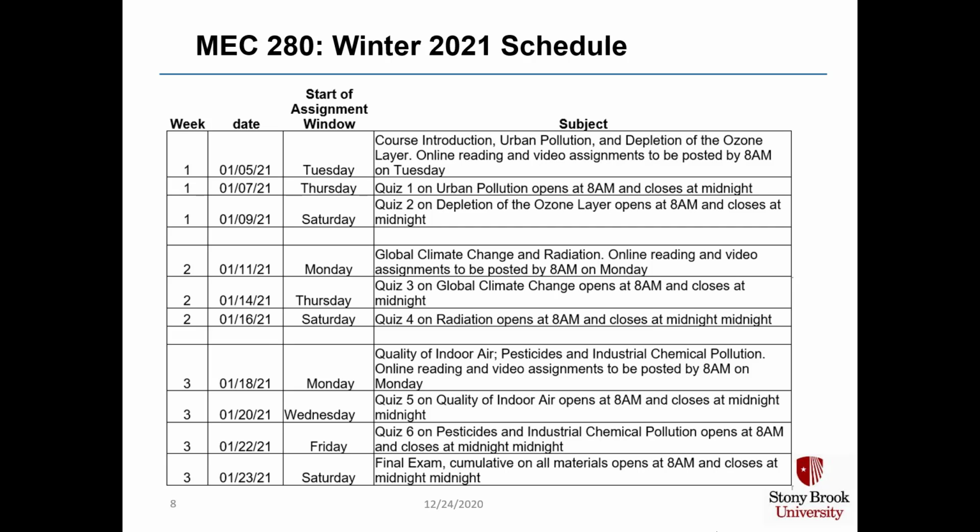The basic idea in the class is for you to understand all the types of man-made pollutions that are out there and what its effects are on human health.